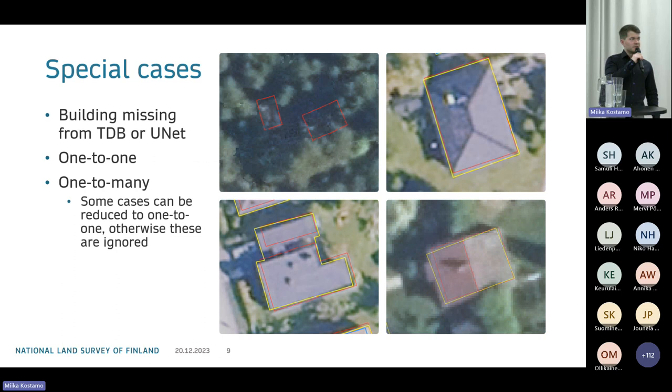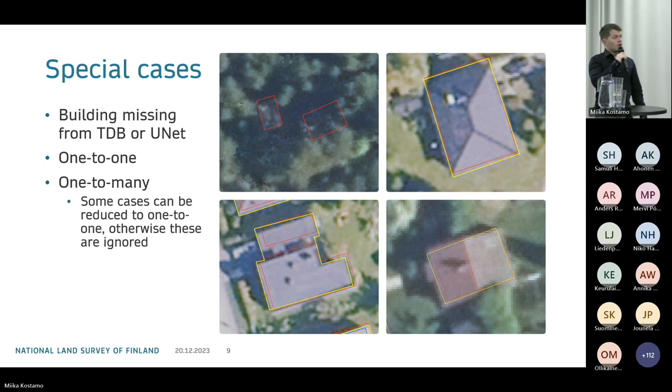Here are some special cases we found during developing the algorithm. The first case is the building is missing from either the topographic database or the AI building. It's the top left picture. There is only the topographic database building in this case, that is the red area. Next is a one-to-one case where there is one topographic database building and one AI building in the same area. That is on the top right picture. So there is one building from each side, and these are the easiest cases to check.